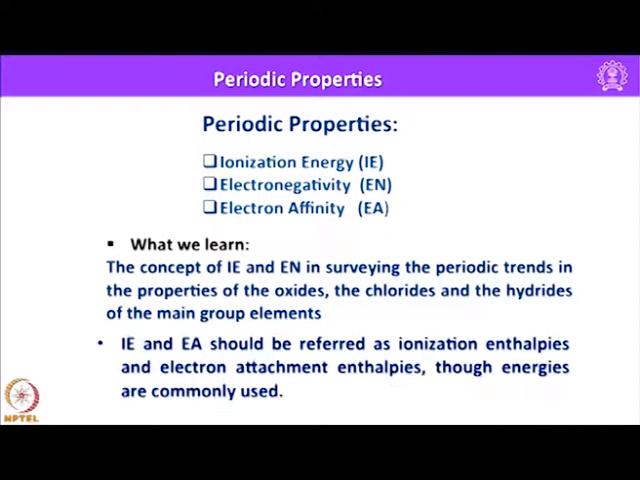Ionization energy and electron affinity should be referred to as ionization enthalpies and electron attachment enthalpies, though energies are commonly used. In the previous convention or in some textbooks, they call it ionization energy, and some recent editions of new inorganic chemistry books refer to it as ionization enthalpy. However, it is more appropriate to call it ionization enthalpy rather than ionization energy. Similarly, electron affinity should be called electron attachment enthalpy.